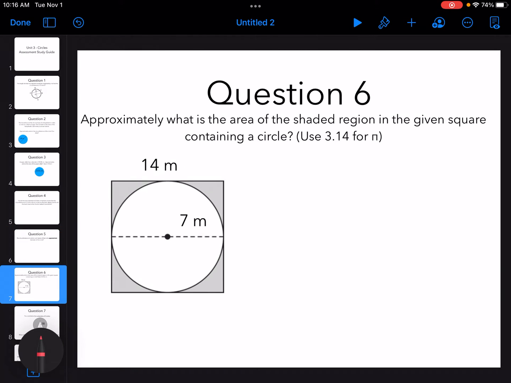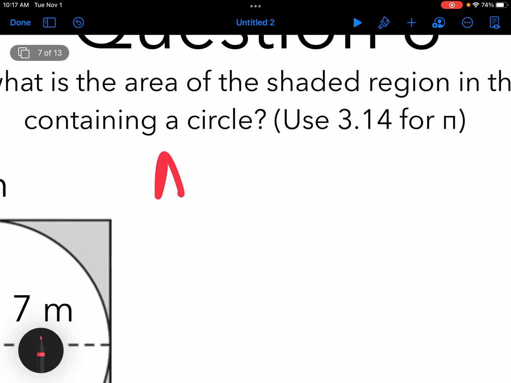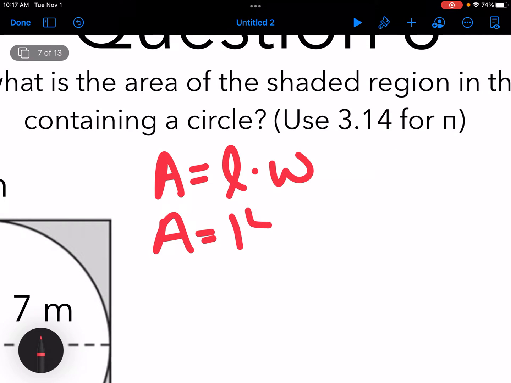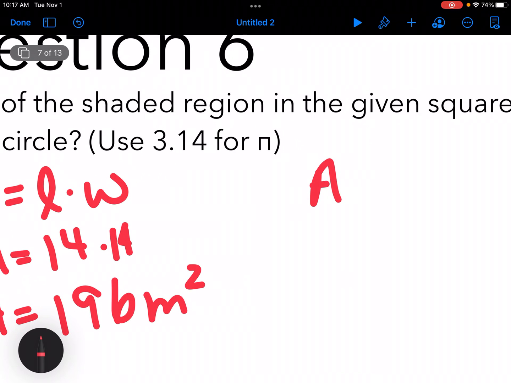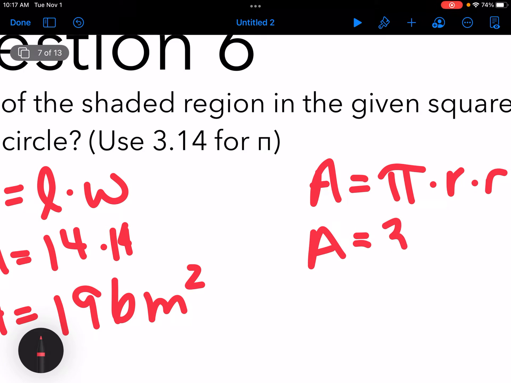All right, approximately what is the area of the shaded region given the square containing a circle? Well, if it's a square, I know that my formula is going to be area equals length times width. So area equals 14 times 14. So area equals, I'm a little rusty on my perfect squares, 196 meters squared. Then I'm going to find the area of my circle. So area equals pi times radius times radius. They actually gave us the radius. They said it was 7.